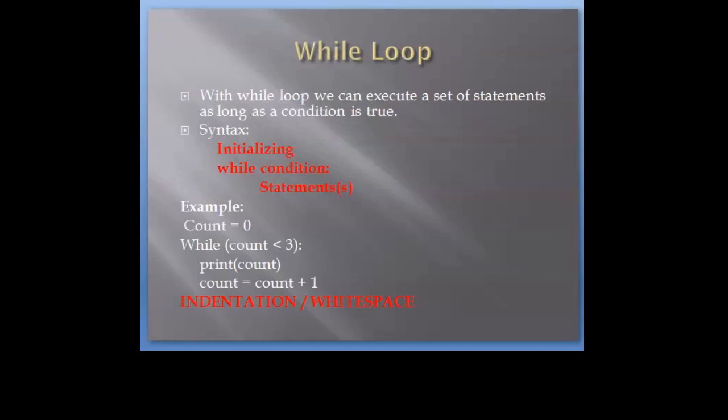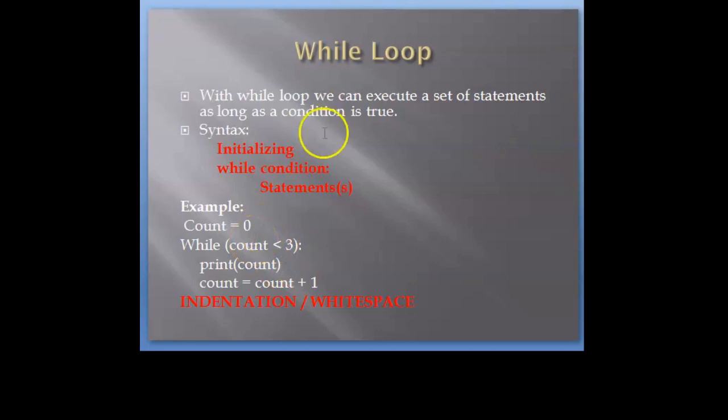With a while loop, we can execute a set of statements as long as the condition is true. Here is the syntax. First of all, we initialize. See the example. What does initializing mean? See here, count is equal to 0. We initialize the value of count. Now second, in the syntax, you see while and a condition. Here is while, and what is the condition? Count is less than 3. This is the condition we have to check.